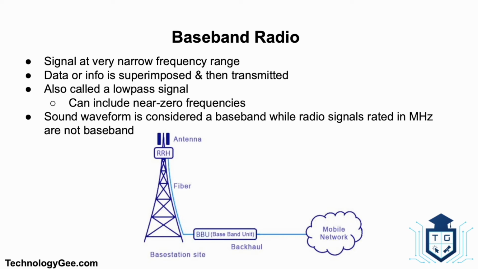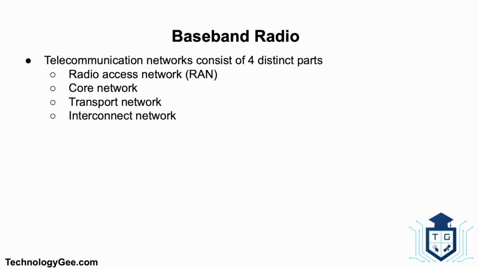Next, we have baseband radio, and this refers to a signal at a very narrow frequency range on which data or information is superimposed and then transmitted. It is also called a low-pass signal since it can include near zero frequencies. In this sense, a sound waveform is considered a baseband, while radio signals often rated in the megahertz levels are not considered baseband. And telecommunication networks, as we now know them, they consist of 4 different parts.